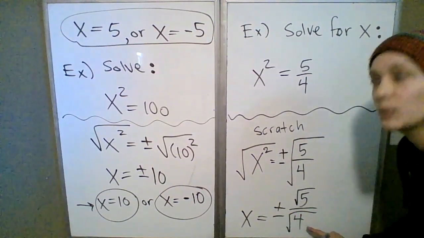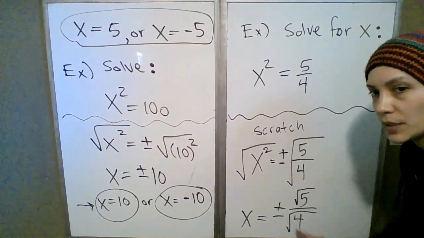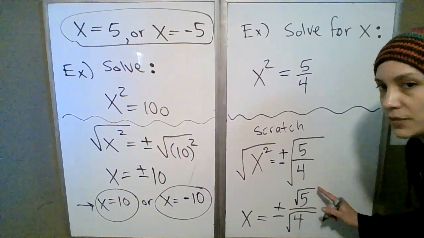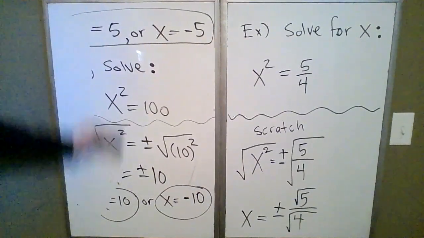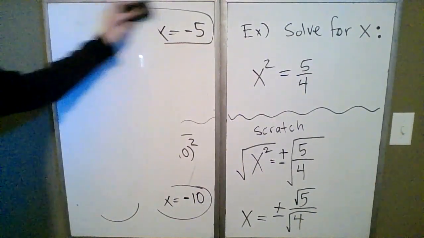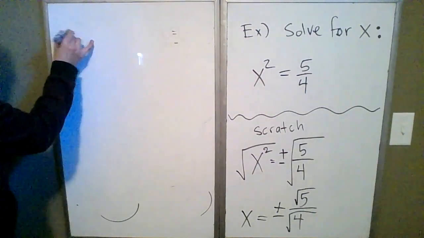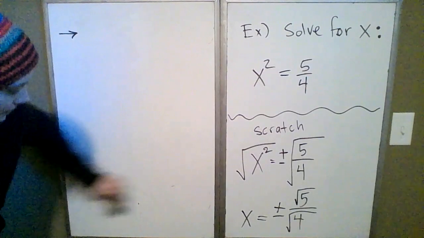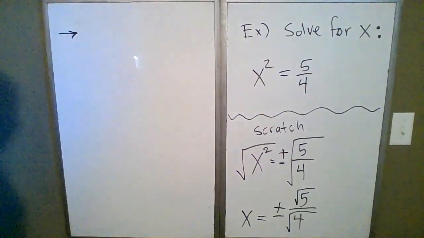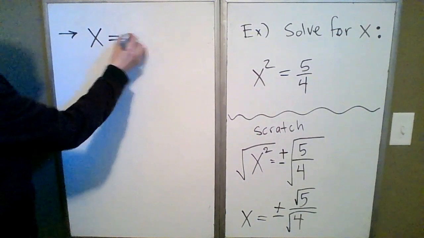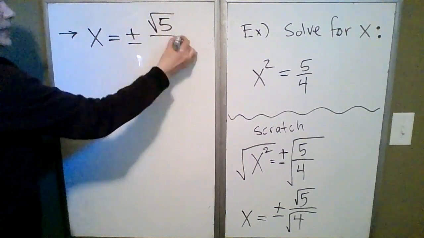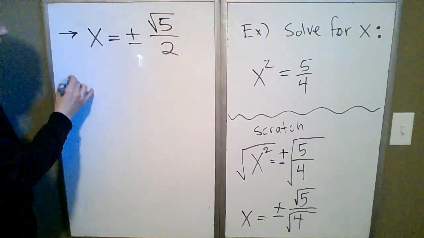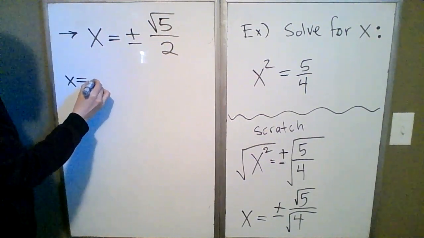Okay, and then let's simplify the square root of 4. Square root of 4 is going to be 2. So plus or minus root 5 over 2. Okay, so we're here with x equal to a positive or negative root 5 over 2. And your two solutions are the positive and the negative of root 5 over 2.